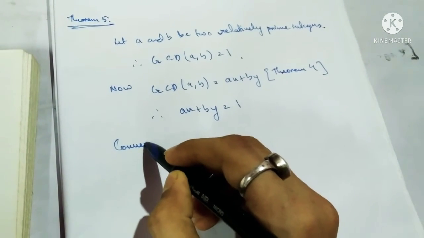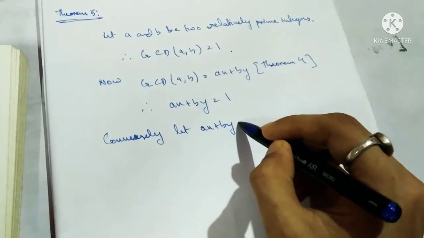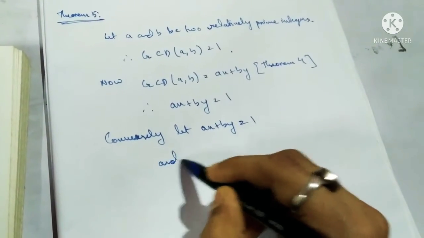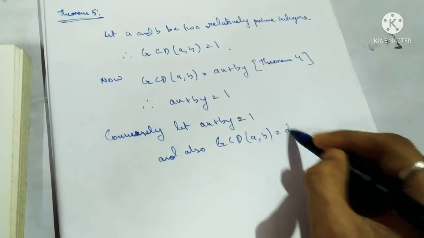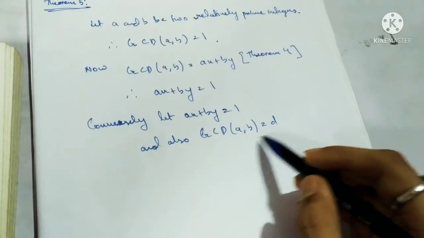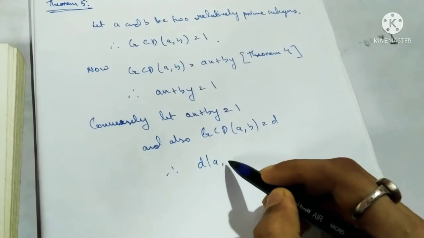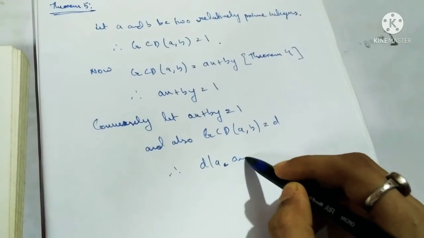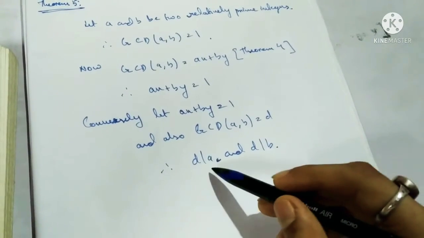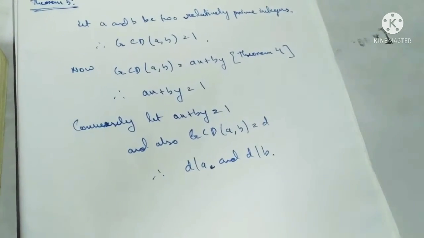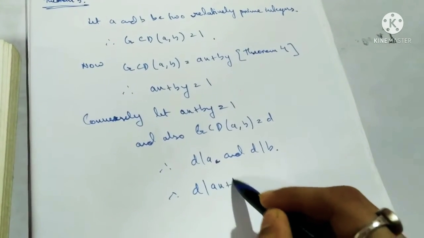Conversely, let AX plus BY be equal to 1, and also let GCD of A, B be equal to D. Now GCD of A, B is equal to D, therefore I can say that D divides A and D divides B. That means D divides A and D divides B. So therefore I can say that D divides AX plus BY.